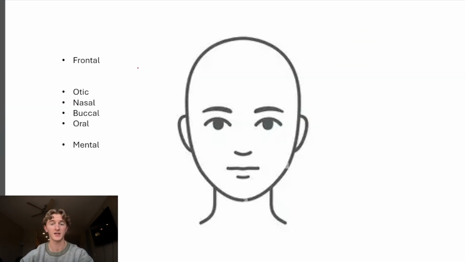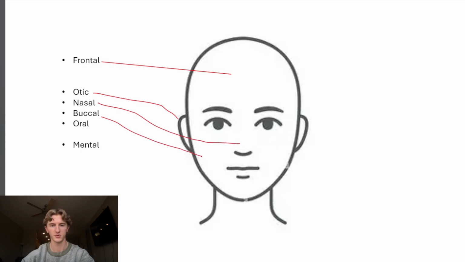All right, and now the last part of this regional terminology is just going to be right on the face. So frontal is going to be referring to where the frontal bone of the skull is, which is just kind of right on our forehead. Otic is going to be referring to our ear. Nasal is going to be referring to the nose. Buccal refers to the cheeks. Oral refers to the mouth. And mental refers to the chin.